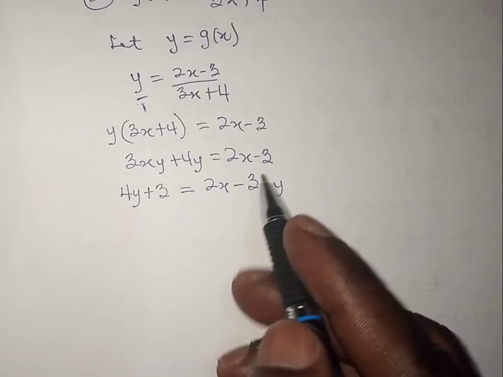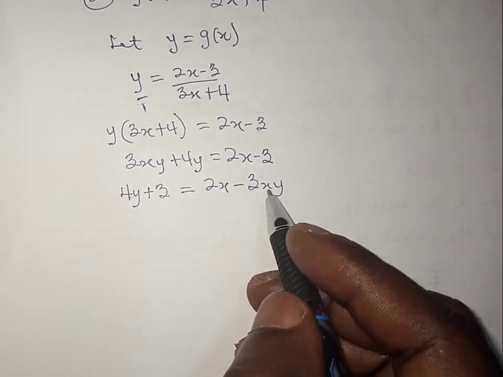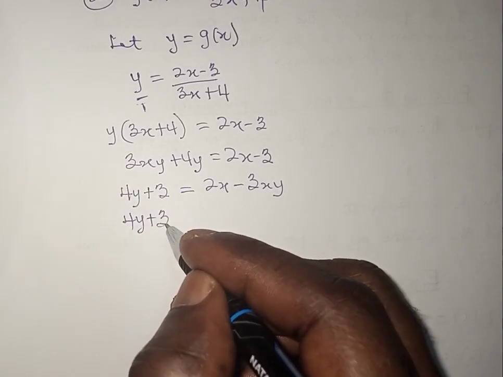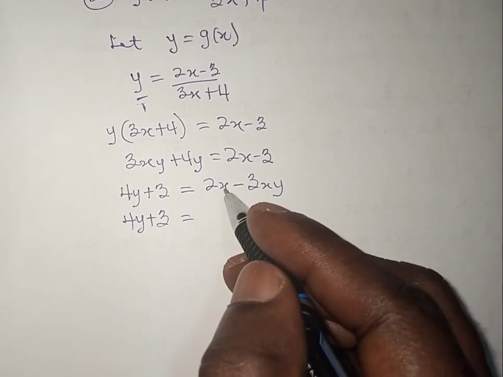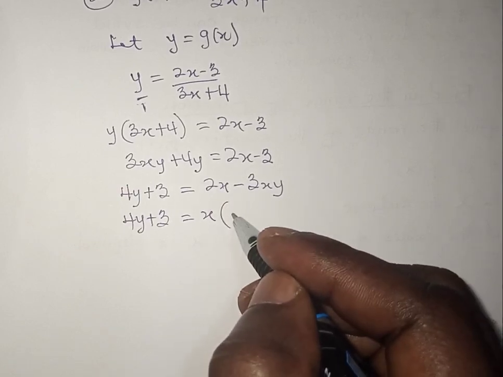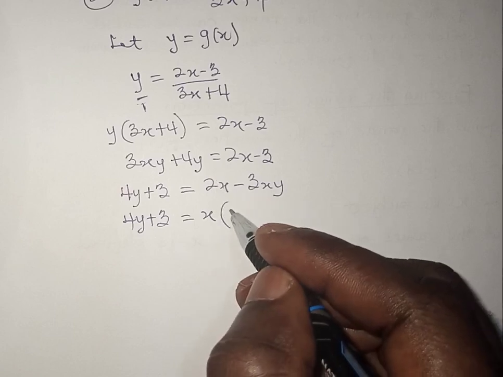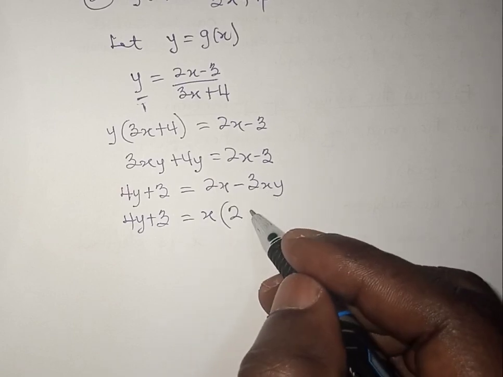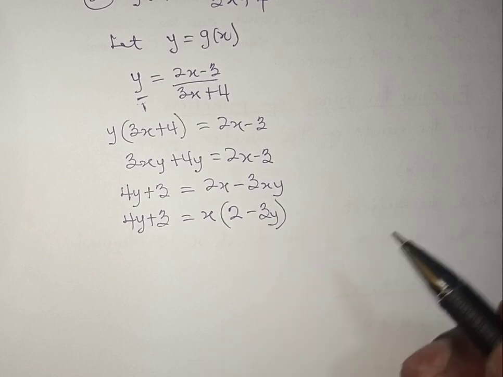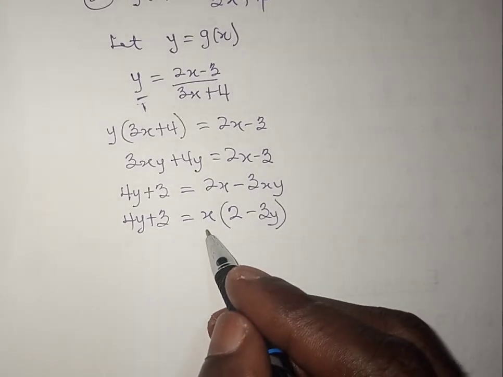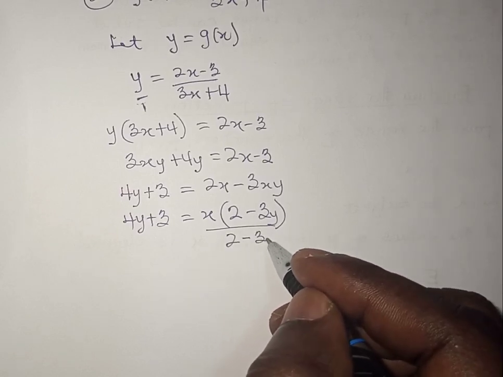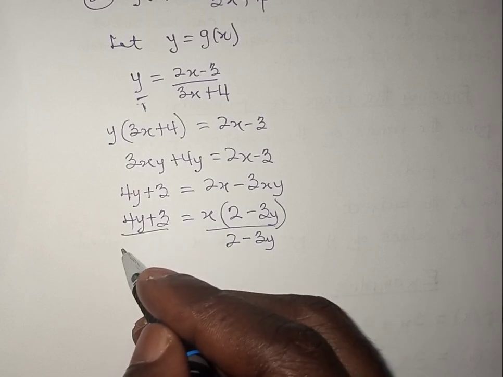Good. Since I'm making x the subject, I have 2 of the x's here. So I will just maintain everything here. Then just factor x out. Yes. If I factor x out, then here is left with 2. And here is left with what? 3y. Once I have this, I can divide both sides by what? 2 minus 3y. Yes.